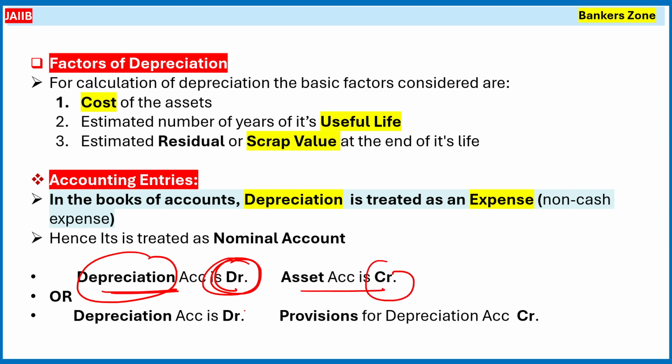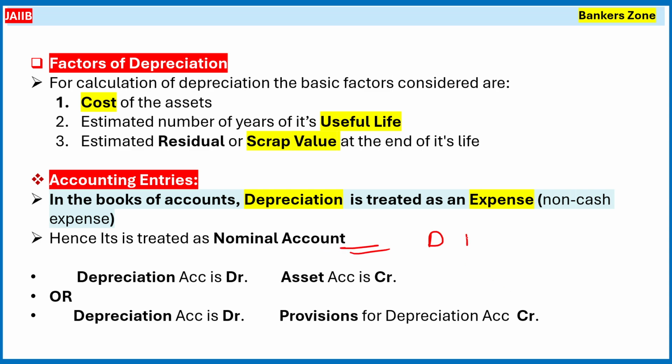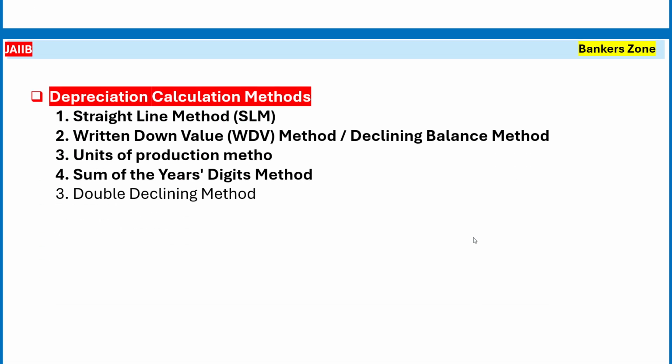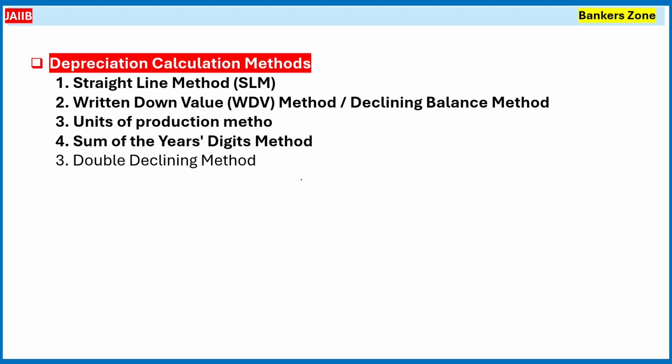Depreciation is always debited and asset is credited. However, if we debit the depreciation and we are also making a provision, then the provision account can be credited. Okay. Remember this, depreciation is always debited. D for depreciation, D for debit. Remember. Okay. Now depreciation calculation methods. How to calculate the depreciation? In the examination, surely there will be one question based on this.